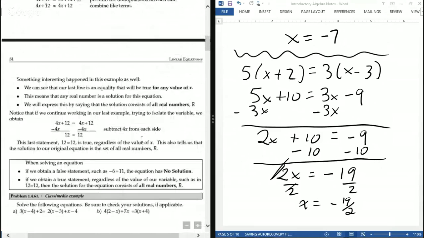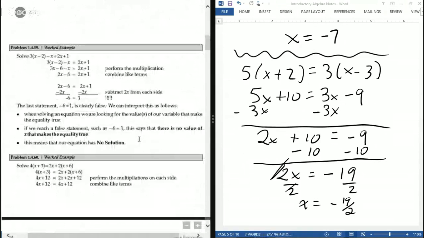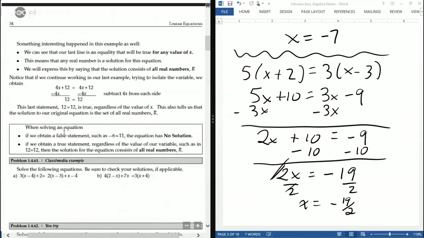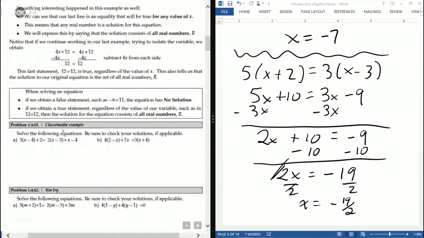Some of the problems in this section may not have solutions. They were just designed to fall apart. So be aware, if you ever solve something and you end up with a false statement, then you've either made a mistake or the problem has no solution. So be sure to check your work. These are designed to fall apart in the end. So you just have to say, hey, there is no solution.